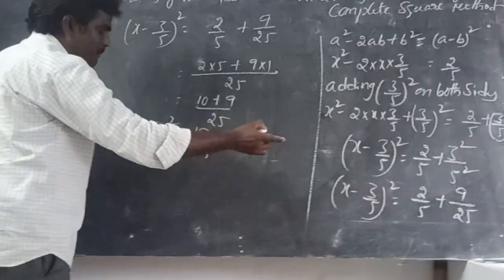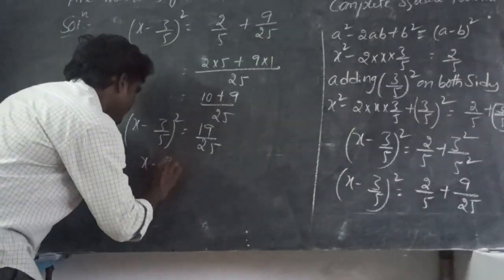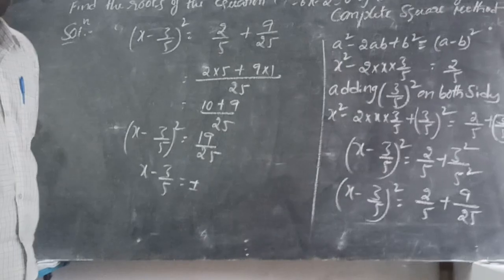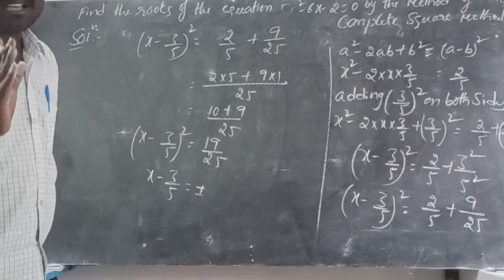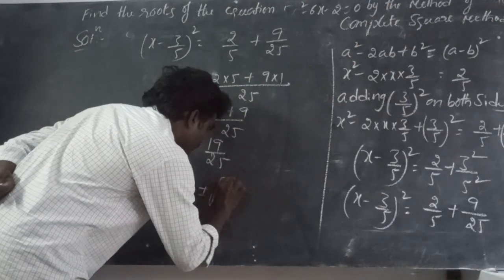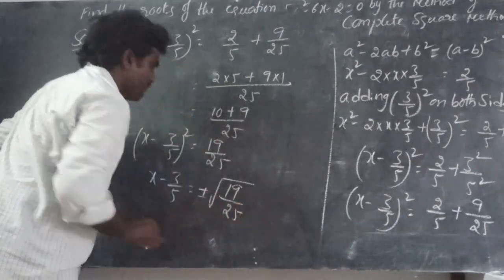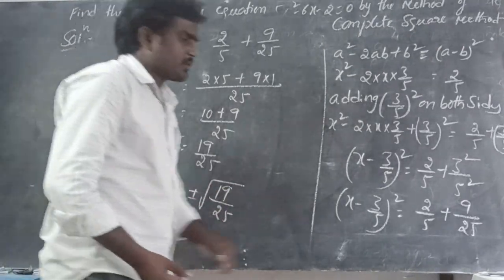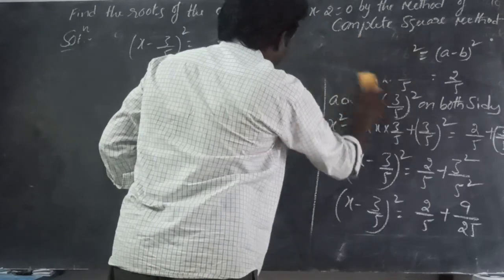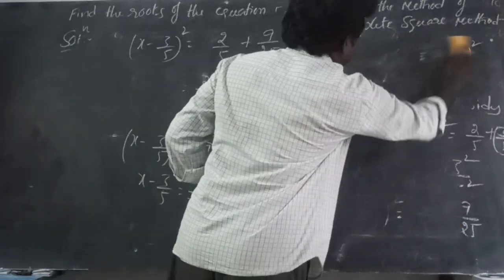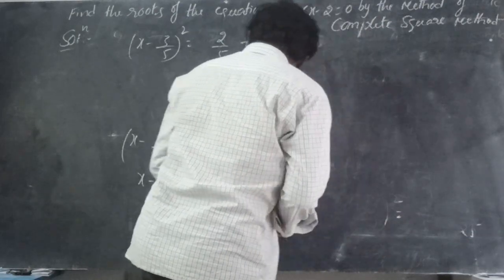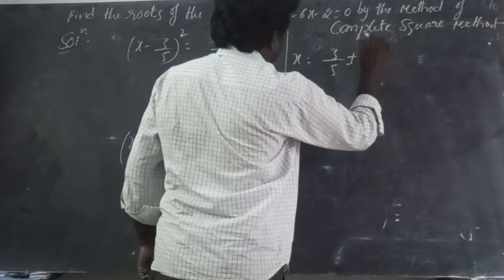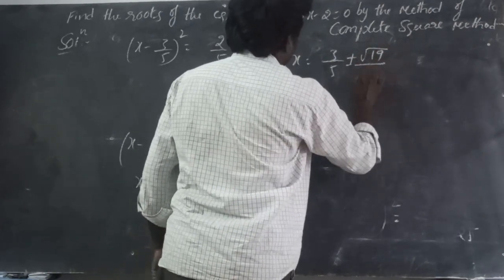This square is going to result in a root. So x minus 3 by 5 is equal to plus or minus. How many values are there? The square root of a variable has two values. What are they? Plus and minus. So here the square root of 19 by 25. Here root of a by b is root a by root b. So minus 3 by 5 goes to the right side as plus. So x is equal to 3 by 5 plus or minus root 19 by root 25.